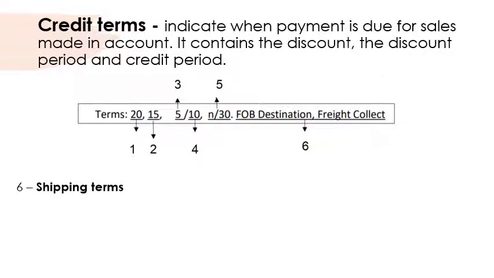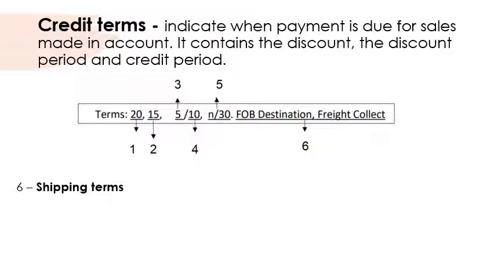In number 6, we have the shipping terms. For this one, this is FOB destination, freight collect. In some other cases, this could be FOB shipping point or freight prepaid. FOB is free on board, and destination means that the ownership of the goods transfers to the buyer only upon arrival at the destination.